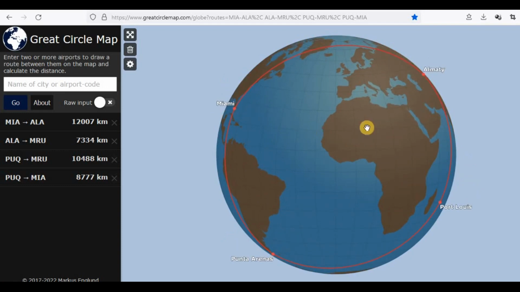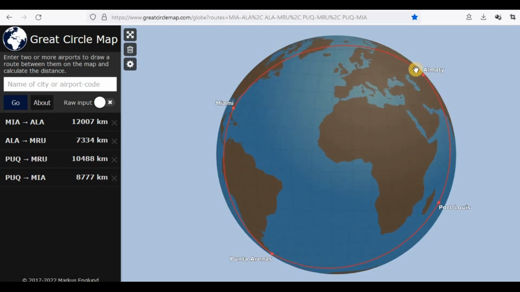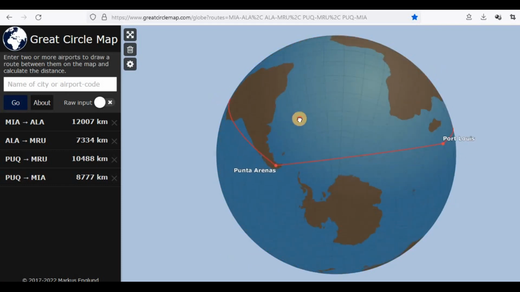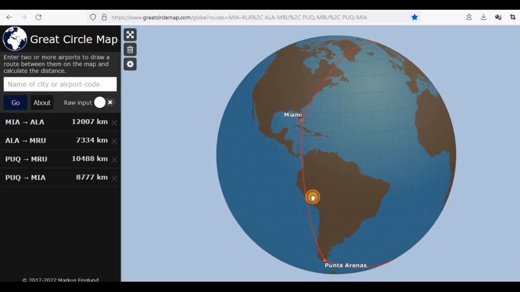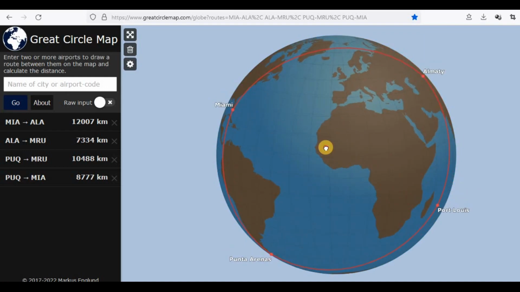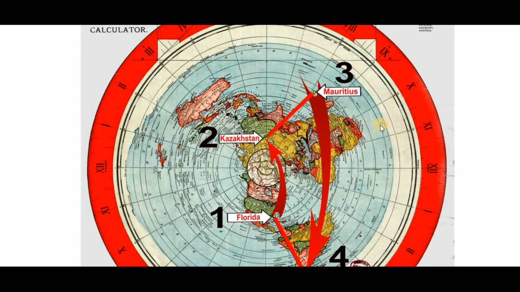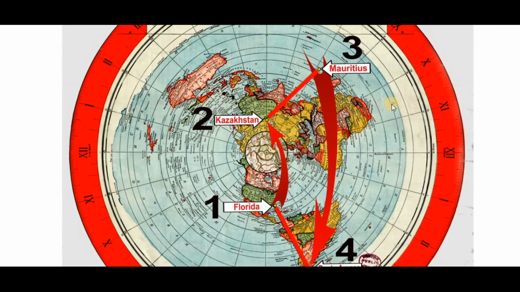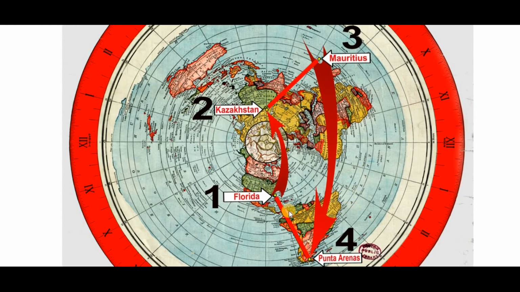So we're going to compare this on the flat earth map and look at the difference between this flight, specifically the one we're going to look closely at, the leg from Mauritius to Punta Arenas. We're going to compare now on the flat earth map. You're going to see the way he did. Here we have the Gleason's flat earth map, one of the best maps ever made. And we're going to look now. So that's number 1, Florida, the departing point.